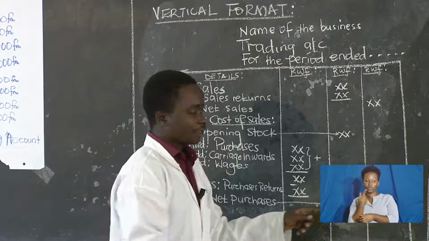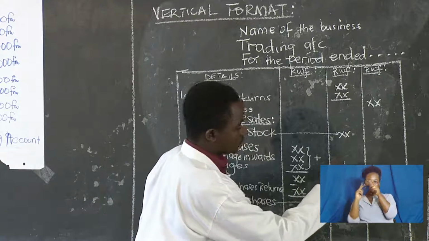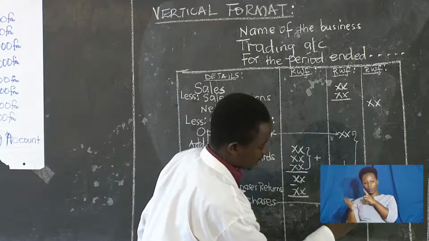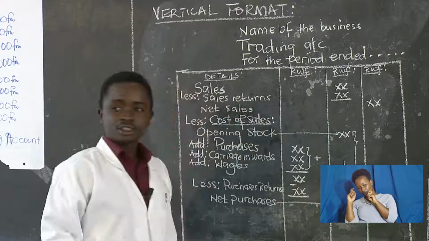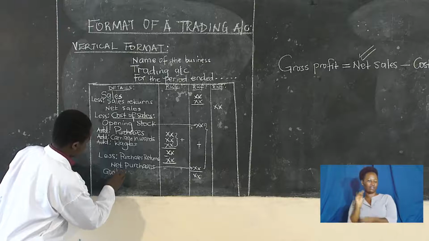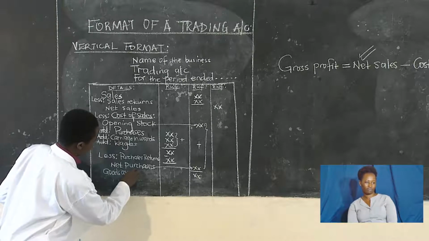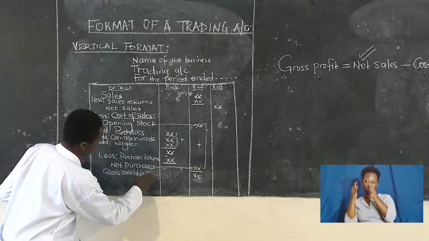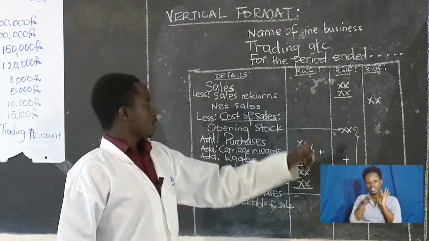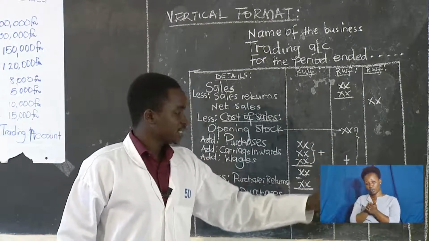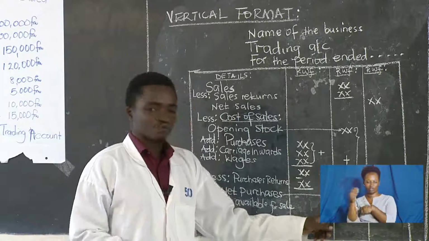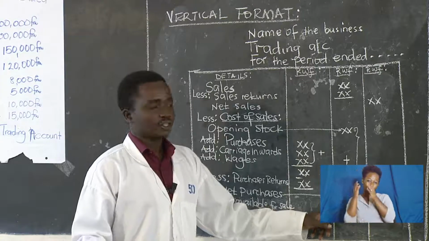Yes, we add them. When you add these two, you will generate a figure here. This figure is called goods available for sale. Goods available for sale is equal to opening stock plus net purchases. There you get goods available for sale. The business has these goods for selling for the given trading period.